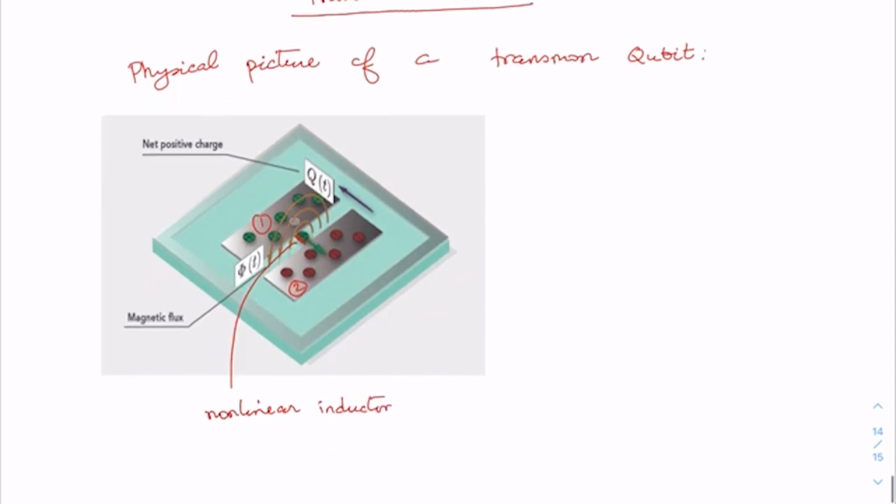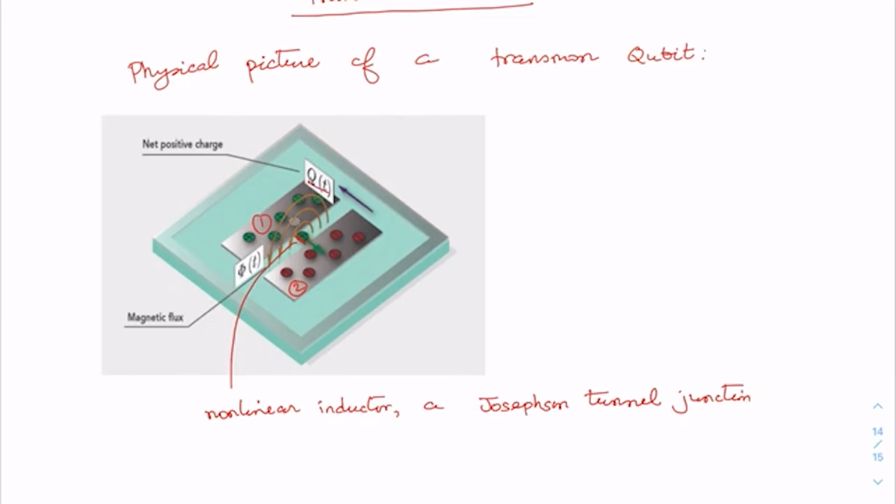Actually it is a Josephson tunnel junction. Okay, you can imagine, just like in the Cooper pair box, a Cooper pair tunneling from the first island to the second island, which makes the first island have a net positive charge q of t.